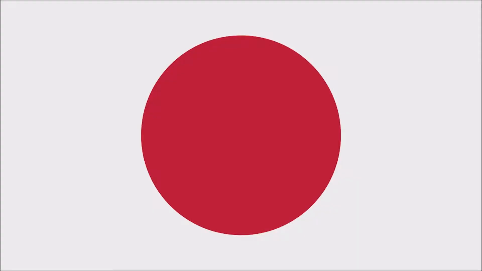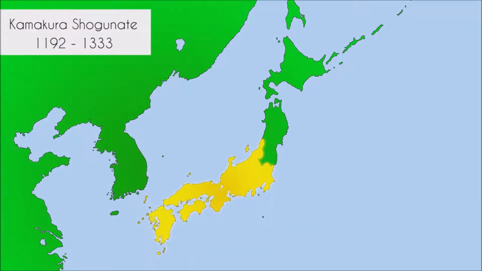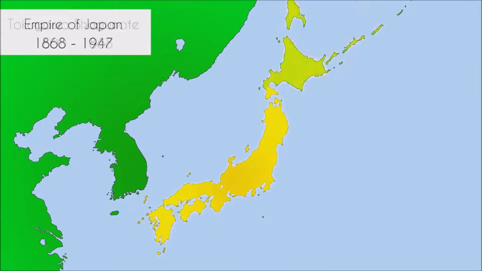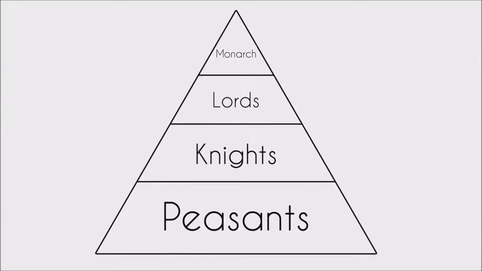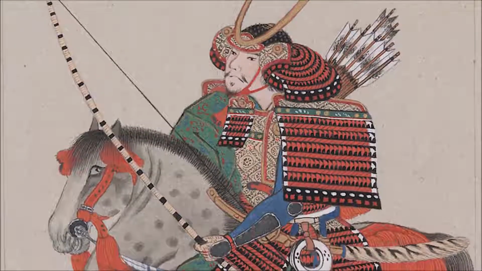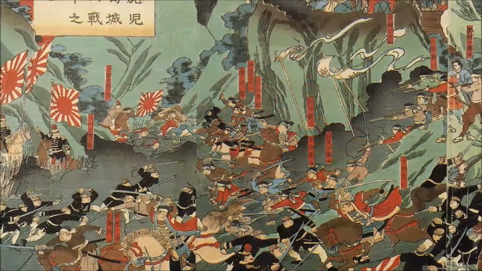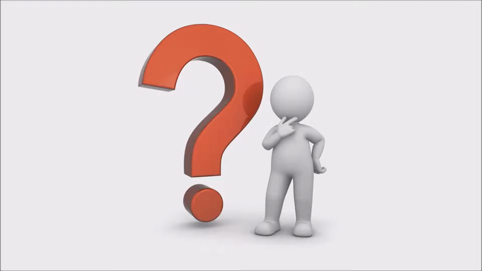The island nation of Japan was ruled by a form of government known as the shogunate multiple times throughout its history. The last shogunate, the Tokugawa shogunate, ruled Japan from 1600 to 1868, before it was overthrown by the Empire of Japan. The shogunate system created a social structure in Japan roughly similar to that of medieval Europe, and was an important factor in shaping Japanese culture and history. So, what exactly was a shogunate?